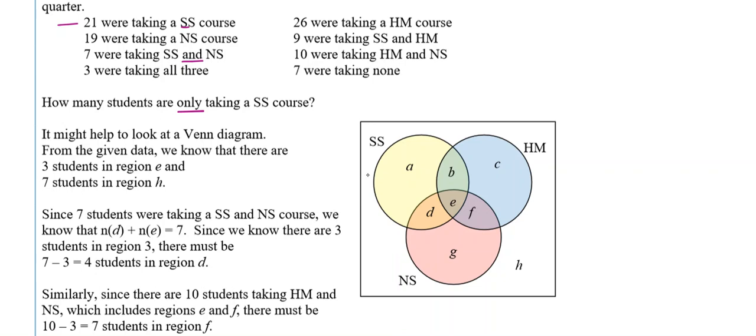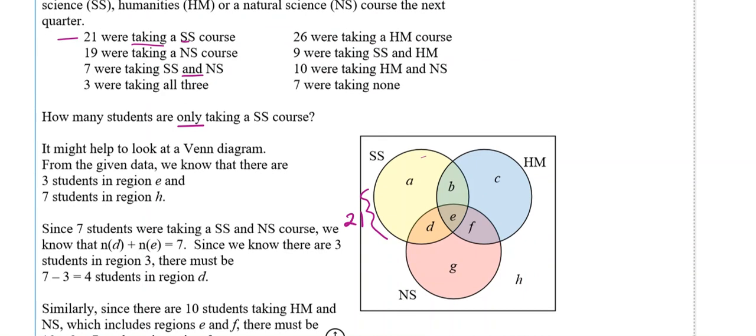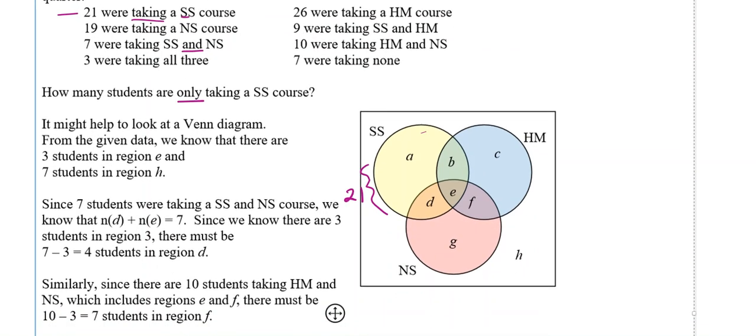So again, what I do is I make my little bracket here on the outside to show myself that the entire circle, because "taking" just means it could be any of them, is 21. So the whole circle is 21. Okay. 19 are taking a natural science course. So natural science, we've got 19.